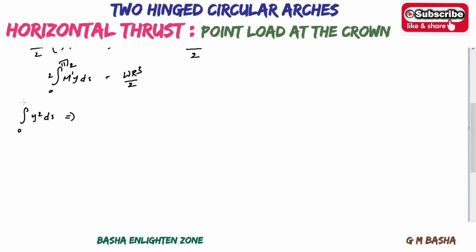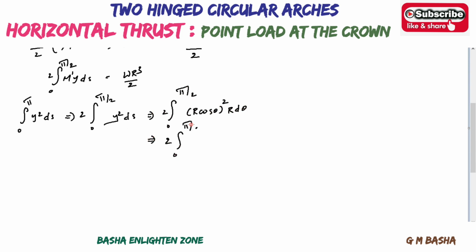That one will be in terms of 0 to pi, the same property, 2 times of 0 to pi by 2 y square ds. Again what is y here? 0 to pi by 2, 2 times of y is r cos theta in terms of square, ds is r d theta. So simplify this term: 0 to pi by 2 r square cos square theta into r d theta. Again 2 r into r square is r cube, 0 to pi by 2 cos square theta d theta.